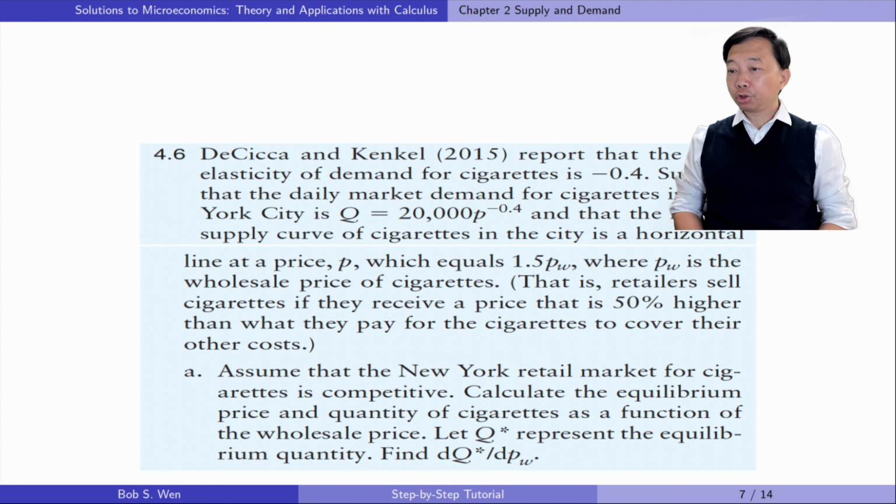In Part A, assume that the New York retail market for cigarettes is competitive. Calculate the equilibrium price and quantity of cigarettes as a function of the wholesale price. Let Q star represent the equilibrium quantity. Find dQ star over dPW.